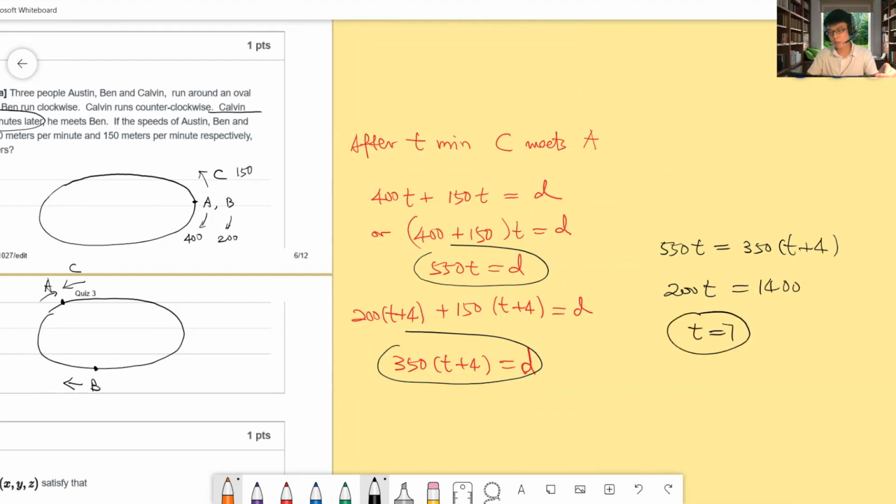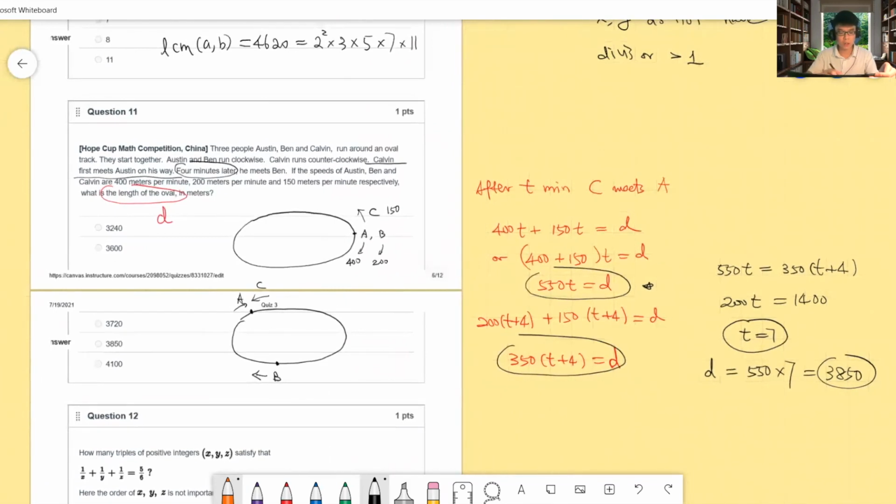So after 7 minutes, Kelvin meets Austin. And then we can use the equation to express d. Let me use the first one, 550 times t. So it's 3,850. That's the total distance of the check. So that's the answer here.